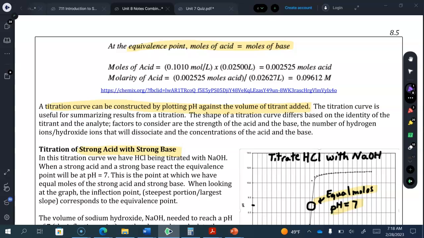So a titration curve can be constructed by plotting the pH against volume of titrant added. The titration curve is useful for summarizing results from a titration. The shape of a titration curve differs based on the identity of the titrant and the analyte. Factors to consider are the strength of the acid and the base, the number of hydrogen ions and hydroxide ions that will dissociate, and the concentration of both the acid and the base.